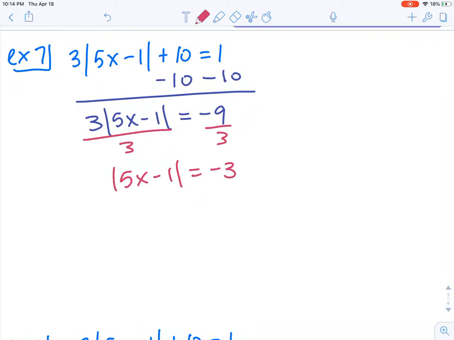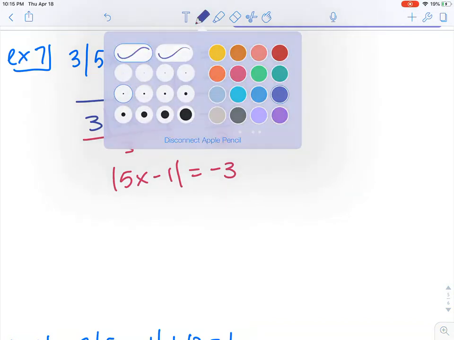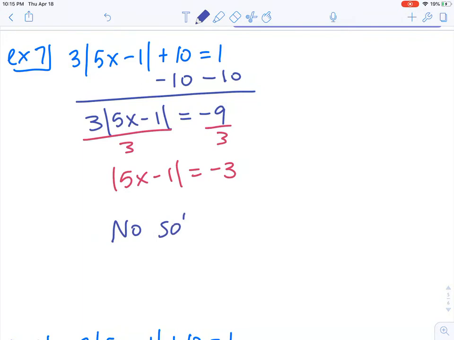So we have the absolute value bars isolated on the left-hand side, but we pause for a moment and consider what we have. We're back to a negative number. And remember, absolute value is the distance a number is away from 0 on the number line, and distance can't be negative. So since I have the absolute value of 5x minus 1 equal to a negative 3, there are no solutions to this problem.